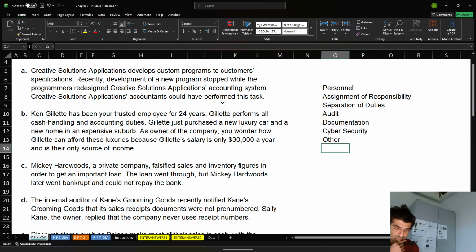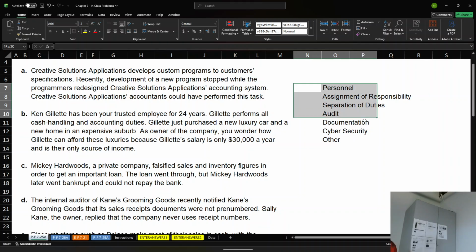Okay, next one. Mickey Hardwoods, a private company, falsified sales and inventory figures in order to get an important loan. The loan went through, but this borrower went bankrupt and could not repay the bank. So from the bank's perspective, what did the bank do wrong? And we have our list here. What do you think they could have done from here?